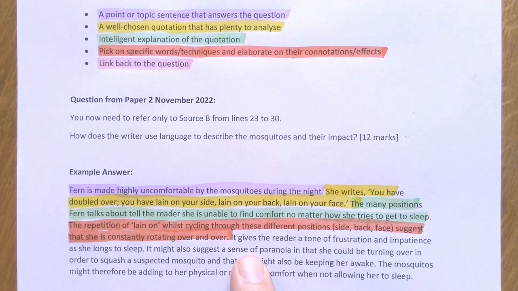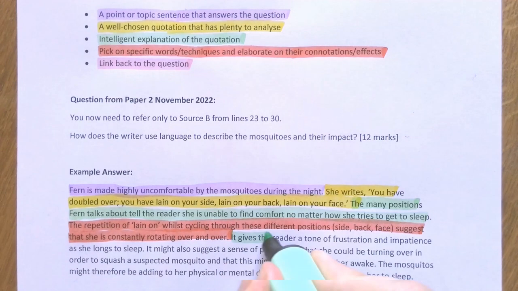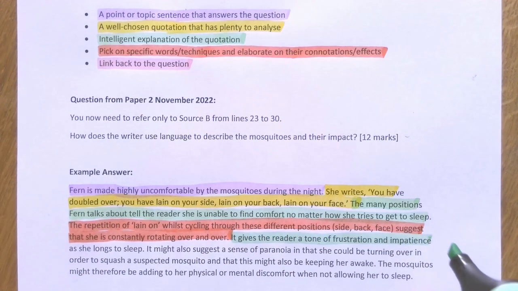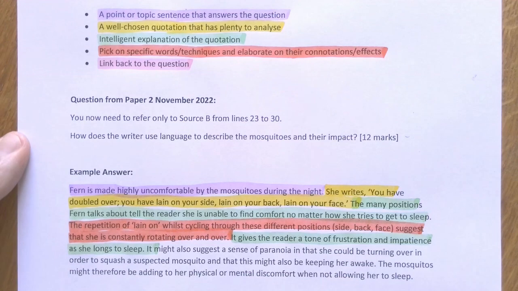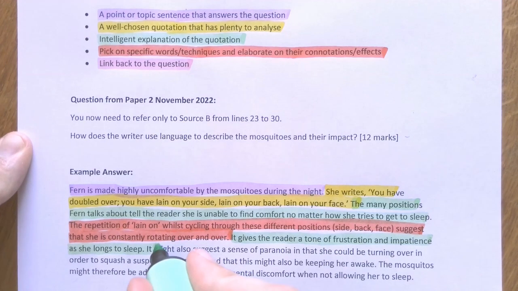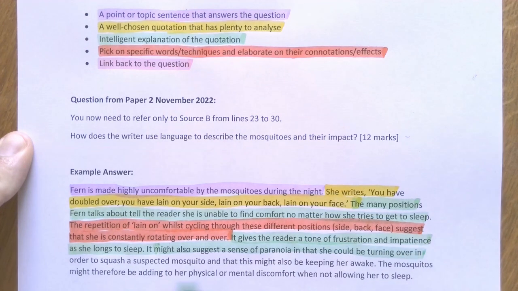Moving on, it gives the reader a tone of frustration and impatience as she longs to get to sleep. So it's more analysis, it's not picking on words, it's just continuing that previous one. Afterwards then, I write, it might also suggest a sense of paranoia, in that she could be turning over in order to squash a suspected mosquito, and that this might also be keeping her awake. Again, we've got nice analysis of the quotation, and it's not picking on a particular word or technique. So I'm going to put it in that colour.